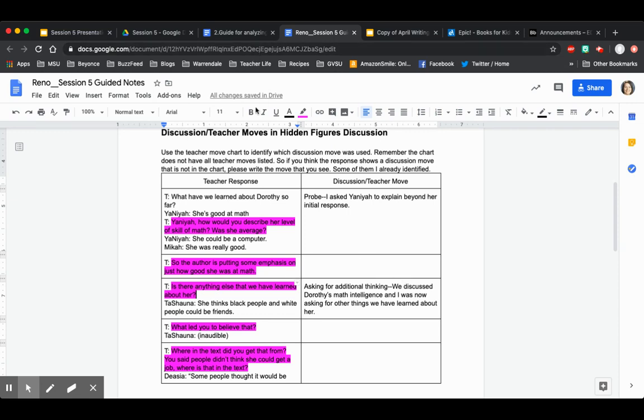Because like I said, that chart does not have every discussion move possible. Okay, so go ahead and pause and do that. Come on back when you're ready.